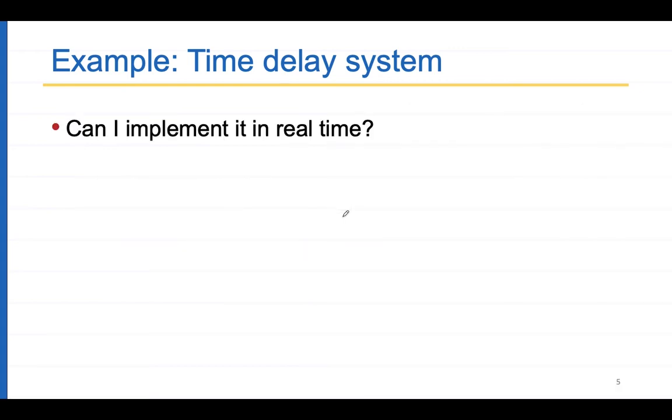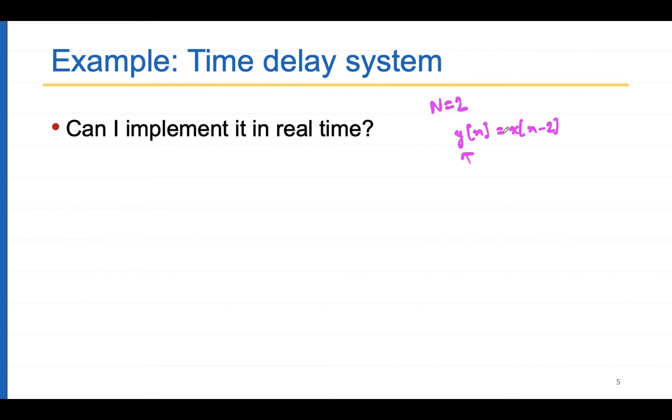Now, can I implement it in real time? Can I make a real system which is a time delay system? The answer is yes, why not? I just need to save the numbers. Let's say if n is equal to 2, then I need to save two values, which means my y of n will be equal to x of n minus 2. So at the current instant, I need the value 2 instants previous to this.